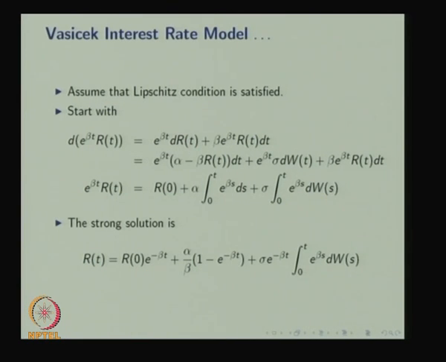Therefore, R of t will be R of 0 e power minus beta t plus this term and the last term. This is an Ito integral, but the integrand is a non-random function. And you know that an Ito integral with a non-random function of time as the integrand will be a normally distributed random variable. Therefore, you can find the distribution of R of t also.